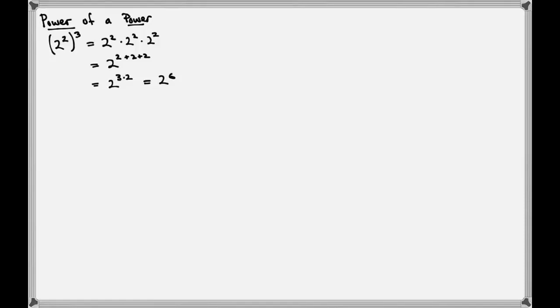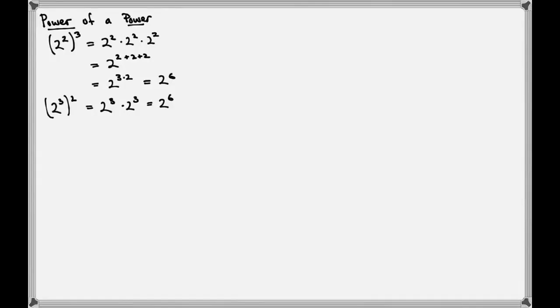So the answer is, if I take a power of a power, I just multiply the exponents together. Notice I could have done it in the other order. I could have 2 cubed and square that, and that means to take 2 cubed times itself twice. But the answer is still the same here. I'm just going to count it in a different way. I have 3 plus 3, and that still gives me 6.